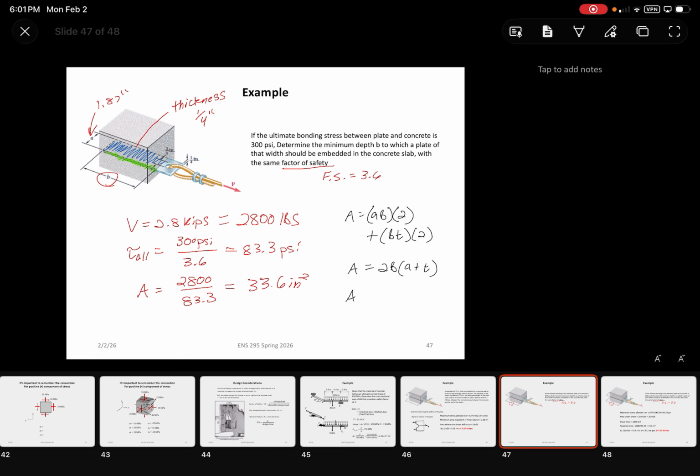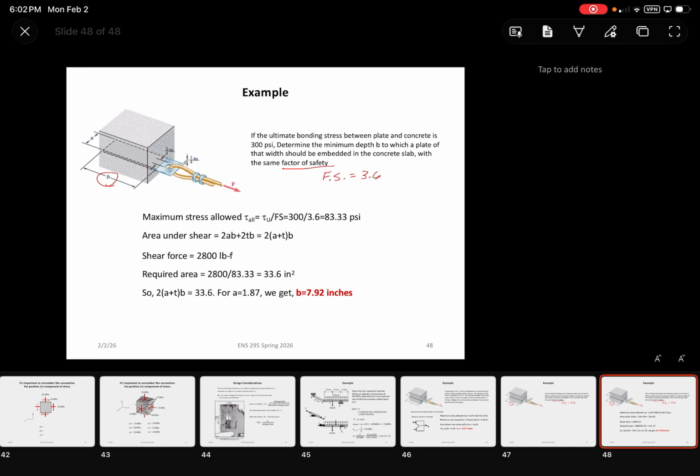Which should give you 4.24 B. So 33.6 is equal to 4.24 B, which will give you B equal to roughly 7.92 inches. Now, in case my handwriting is atrocious, here's what it looks like.